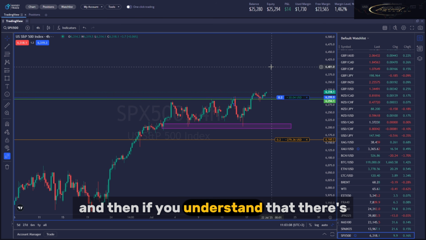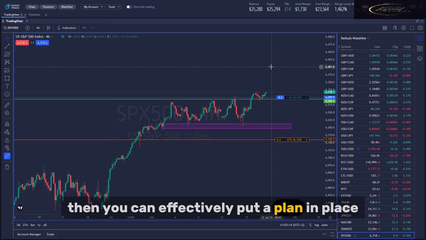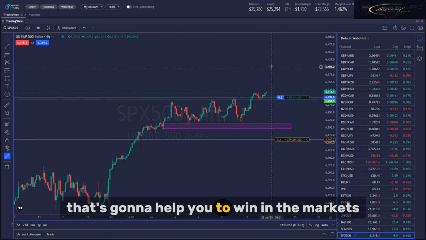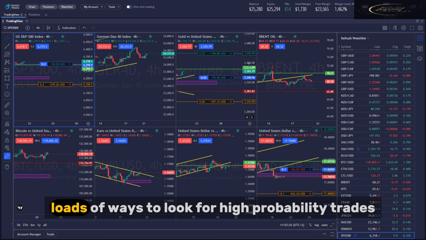And then if you understand that there's a possibility that you're going to lose half your trades, then you can effectively put a plan in place that's going to help you to win in the markets. That's going to help you to make more money in the markets, to be profitable. Loads of ways to look for high probability trades.